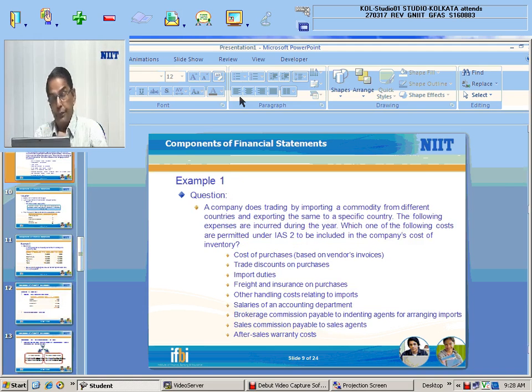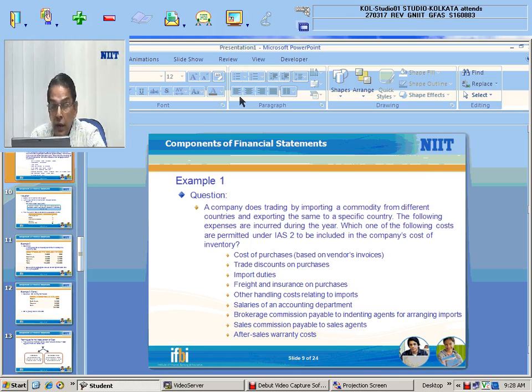Import duties. Alright. Will it be included in determination of purchase cost or not? The goods are being imported from other countries, so import duties have to be paid to the customs. Yes, it will be included. Thank you. That answers correct answers from three of you.